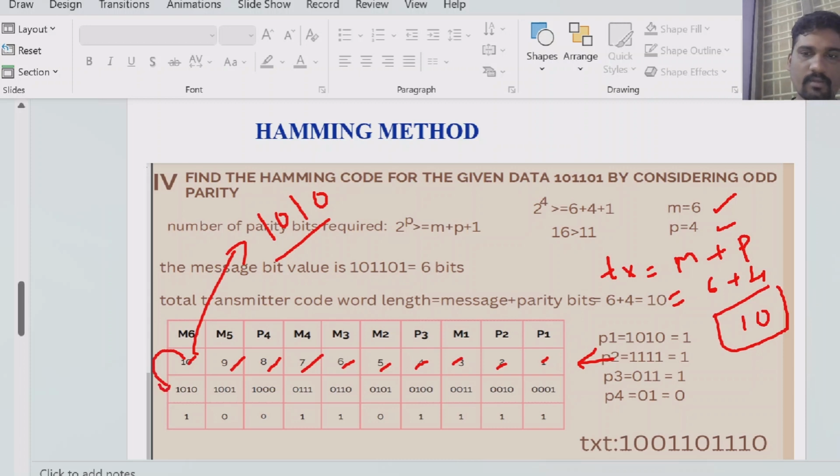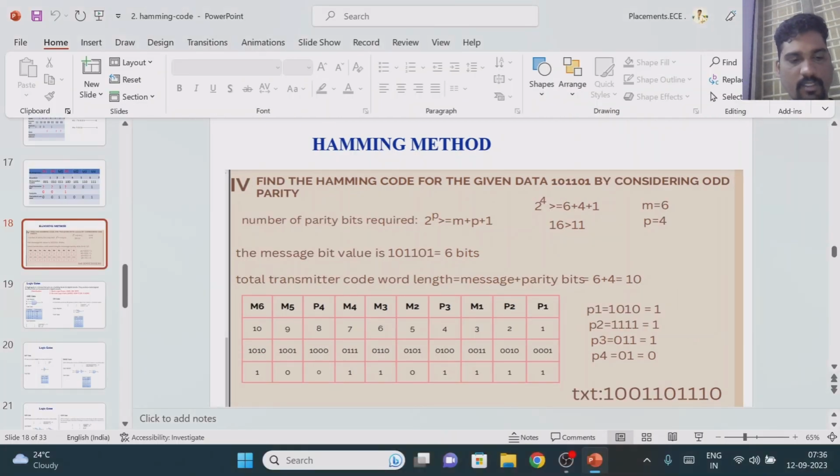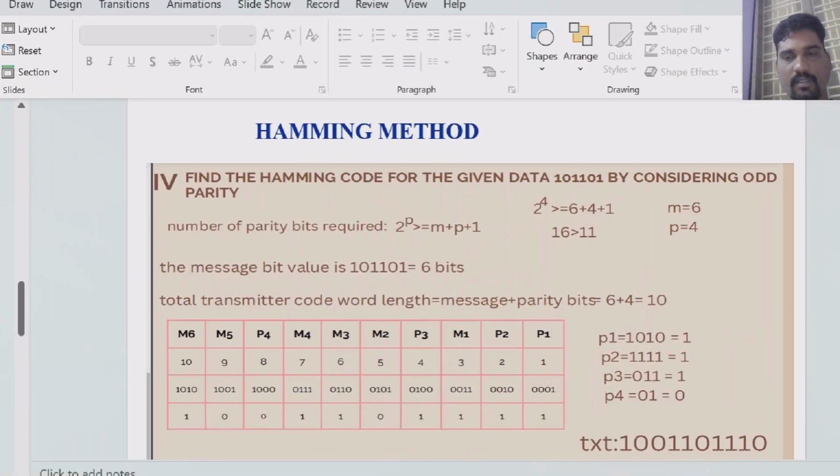Here we are considering the 4 bit. Here also we will try to convert everything in terms of the 4 bit value. After identifying the length of the transmitted code word, we just write the binary representation. Once it is done, the next step is to identify the location of the message bits as well as the parity bits.